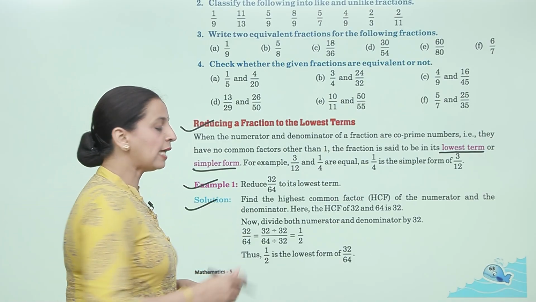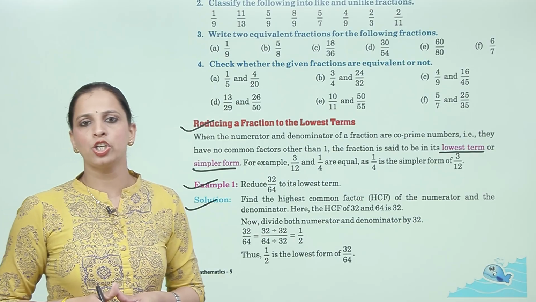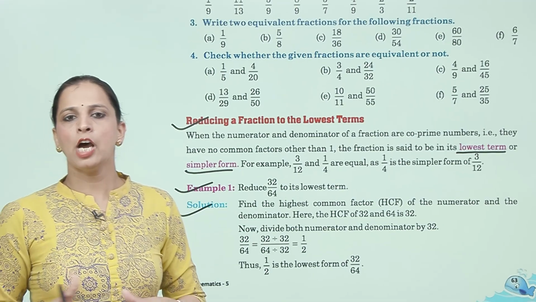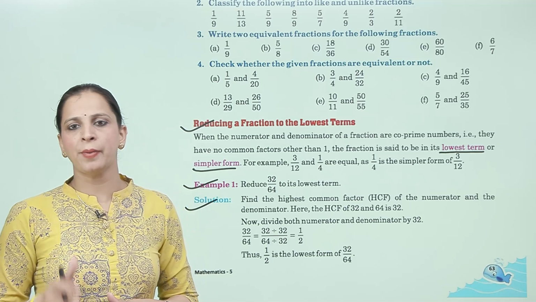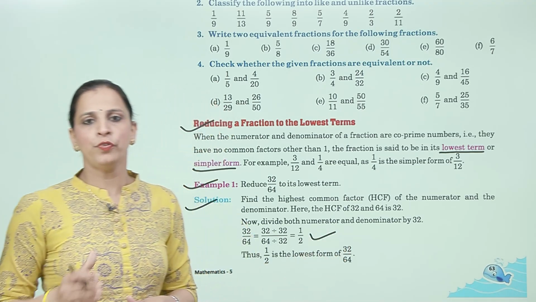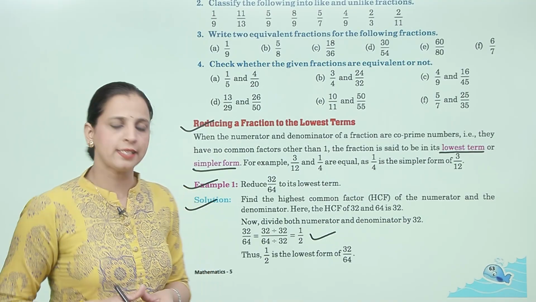Now, example 1, reduce 32 by 64 to its lowest term. Solution: find the highest common factor, that is HCF, of the numerator and the denominator. Here, the HCF of 32 and 64 is 32. Now divide both numerator and denominator by 32. 32 by 64 divided by 32, we get 1 by 2. Thus 1 by 2 is the lowest form of 32 by 64.